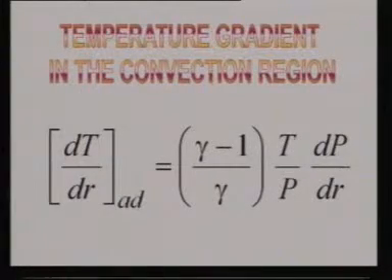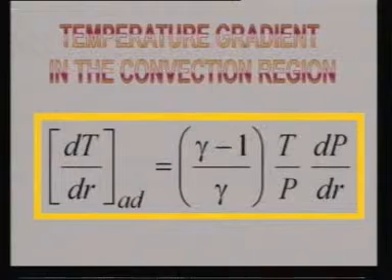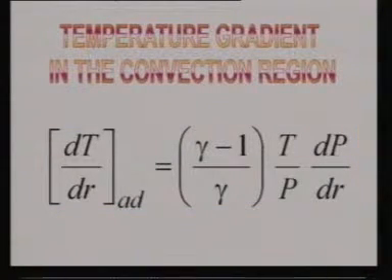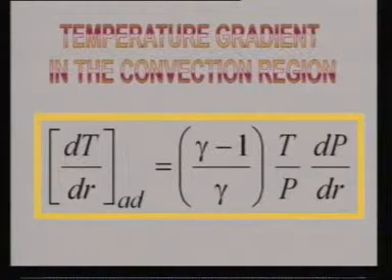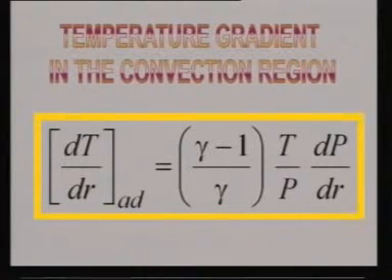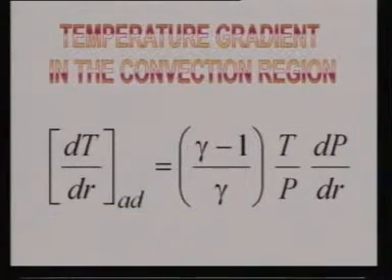Let us see the temperature gradient for the adiabatic process. Well, again from your high school physics, you must be familiar with the adiabatic process. Adiabatic process is the process in which there is no energy exchange between the inside and outside. And you must also have derived this relation in the adiabatic process. The temperature gradient is given by gamma minus 1 by gamma into T by P, dP by dr. Gamma is the ratio of the specific heats at constant pressure and constant volume. This must be familiar to you.